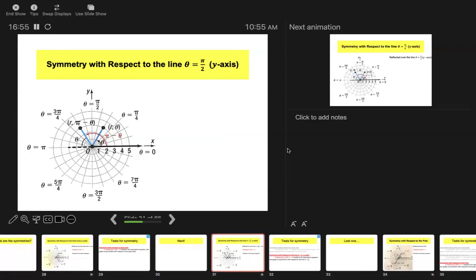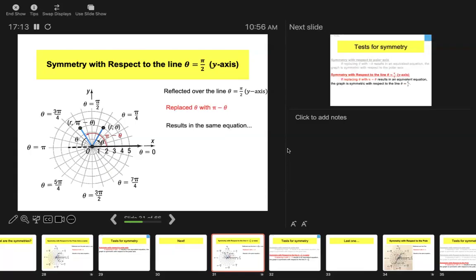You see what they're saying here? The part on the right is theta, and the part on the left is unnamed, but to get to that, it would be pi minus theta. So if you throw in pi minus theta and you get back to the same equation, then we call it pi over 2 symmetry. Remember, vertical lines are of the form theta equals, or I should say, lines in general are of the form theta equals. That's why it's not r equals. R equals will give you a circle.